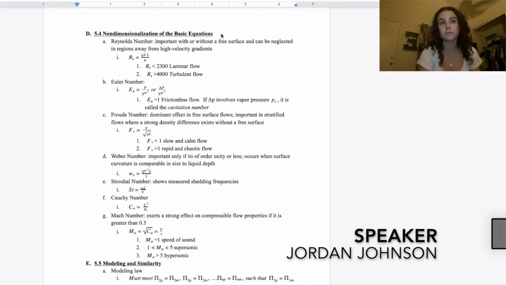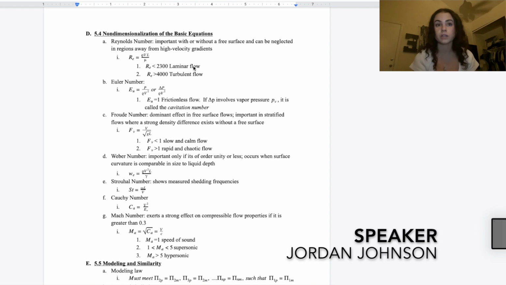5.4, which is the non-dimensionalization of the basic equations. We start with our Reynolds number, which is important with or without a free surface and can be neglected in regions away from high velocity gradients. If the Reynolds number is less than 2300, it is laminar flow. If it's greater than 4000, it's considered turbulent flow.